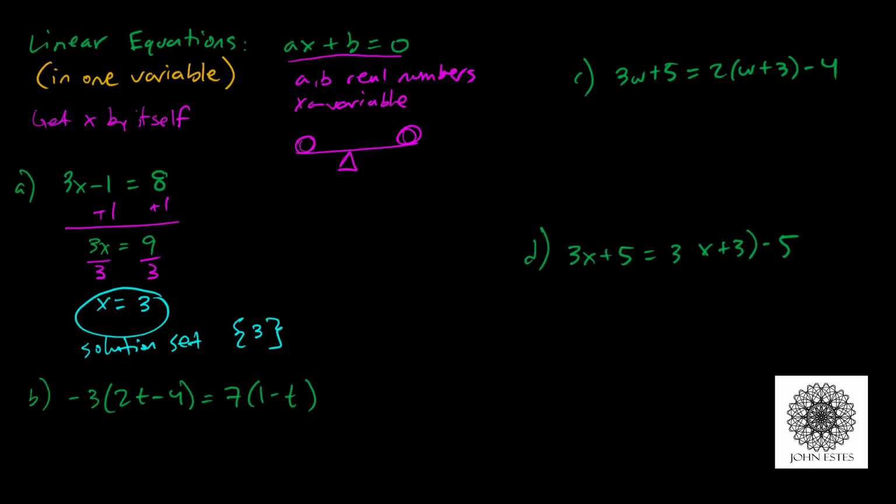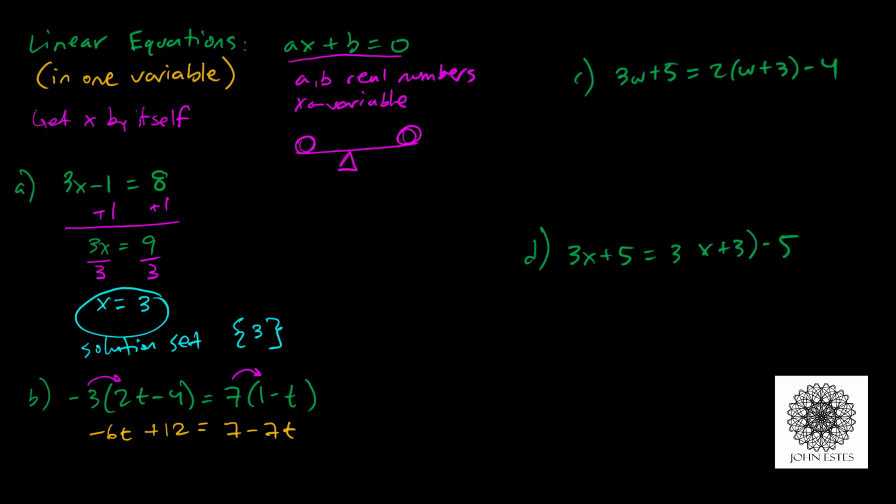Okay, so we can look at some more examples, and they follow the same strategy. To start question B, first I need to distribute the negative 3 and also the 7, and this is called the distribution property. So what I'm going to do first of all is I'm going to say that I have negative 3 times 2t, so that gives me a negative 6t, and then negative 3 times negative 4 gives you a positive 12, and it's very easy to forget to distribute the negatives there. So make sure that you're careful with that. And then distributing the 7, I end up with 7 minus 7t.